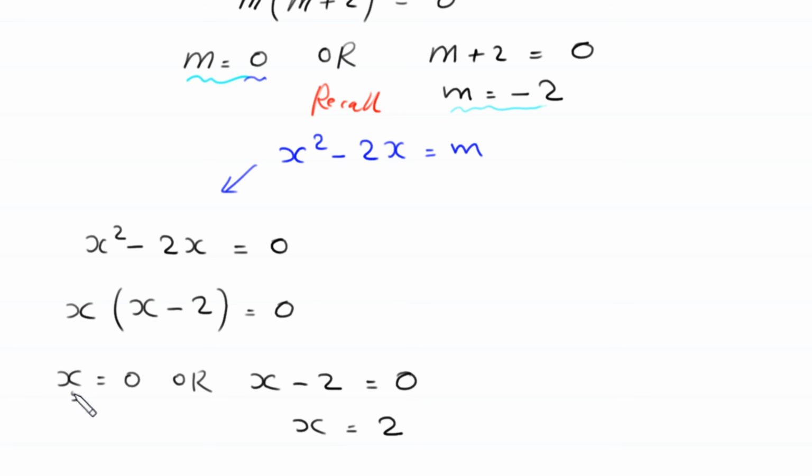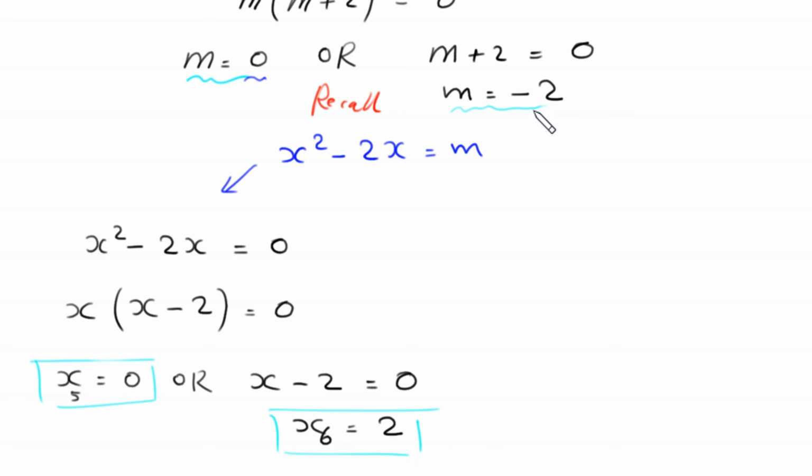This is the fifth value of x. This is the fifth solution of this equation, and this is the sixth value of x. This is the sixth solution of this equation.